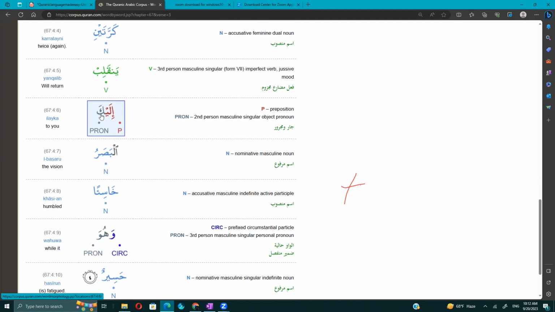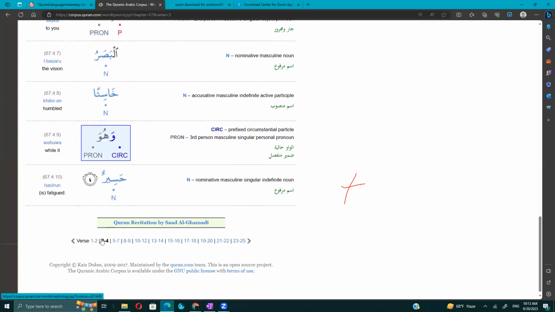Ilaika. But do you see why it is not becoming ilaiki? Why is it ilaika? I've explained it. In ka it will not change. Very good. What are the pronouns that get affected by ila, ala, bi, and fi? Only hu, huma, hum, and hunna. Those are the only pronouns that get affected. The rest of the pronouns, ha, ka, kuma, kum, they don't get affected. Ilaika will not become ilaiki. Only hu, huma, hum, and hunna will change. So ilaika will remain the same. Ilaika is to you. Wa huwa hasir. Again, you have huwa here.